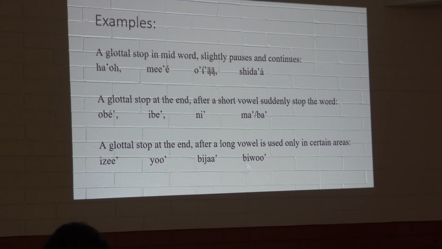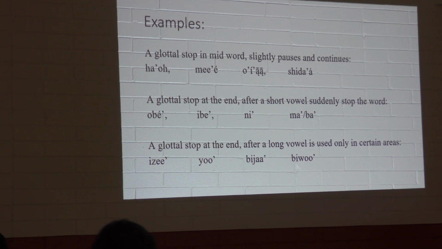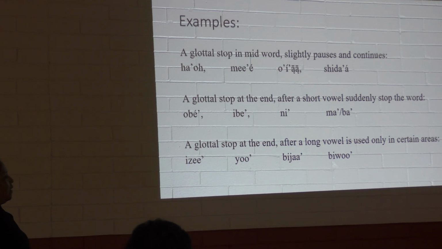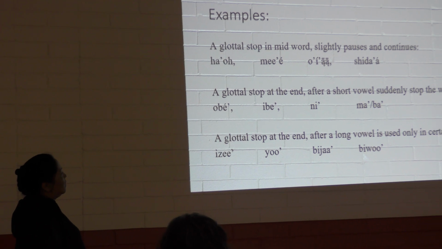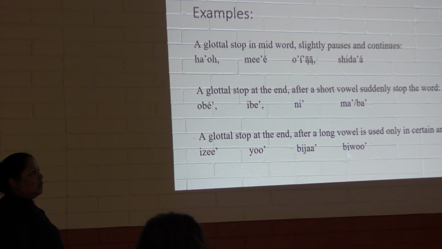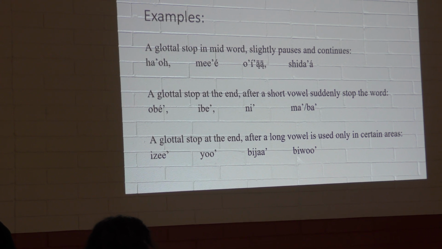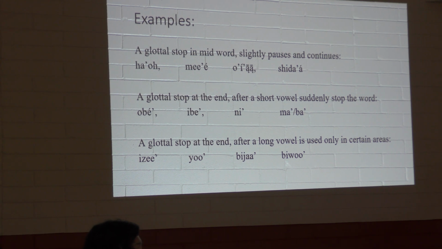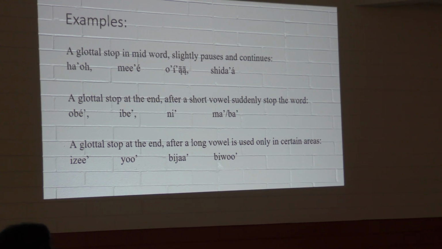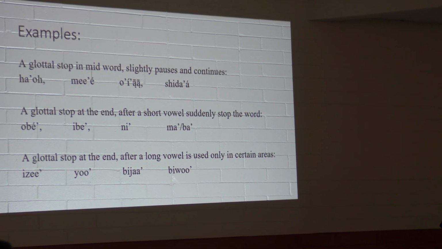A glottal stop at the end after a short vowel suddenly stops the word. Obe, Ibet, obe, mean pignon, right? Ibe, milk. Ni, ground, soil, ground, yeah, floor. Ma or ba. You say ma if you're from San Carlos. You say ba if you're from Bailas, yeah. So these are glottal stops at the end of words.